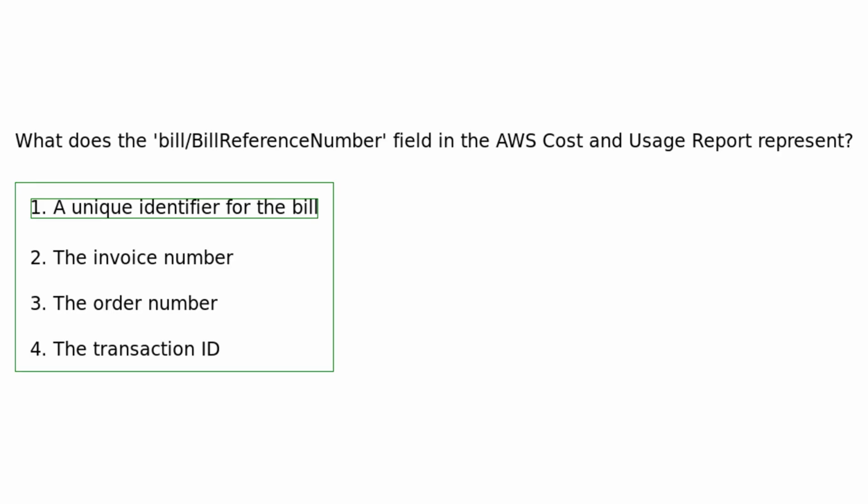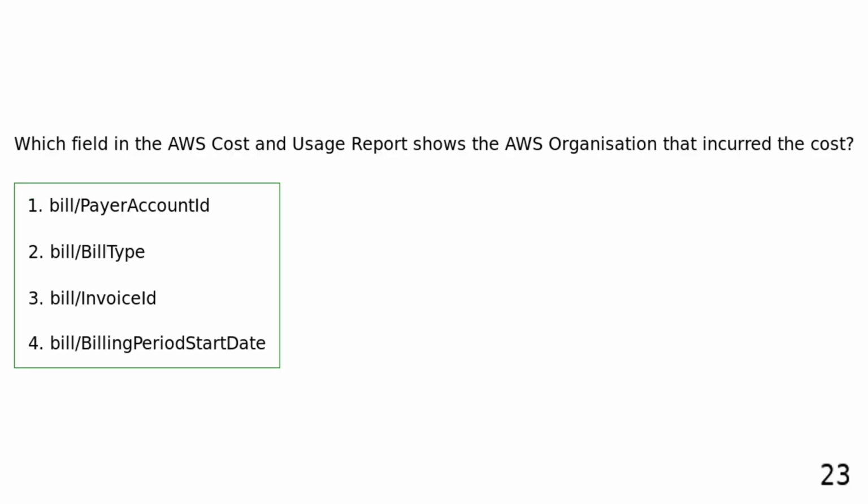bills over time. Which field in the AWS cost and usage report shows the AWS organization that incurred the cost? Bill/payer account ID. Bill/bill type. Bill/invoice ID. Bill/billing period start date. The bill/payer account ID field indicates the AWS account ID of the payer account in an AWS organization, helping to track costs across the entire organization.